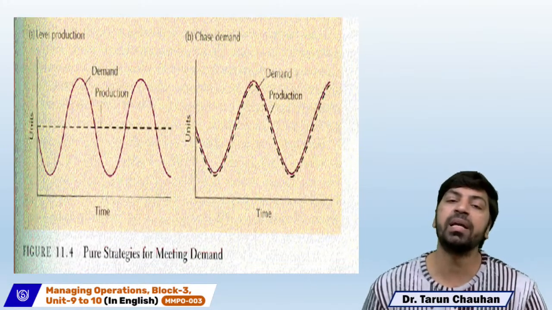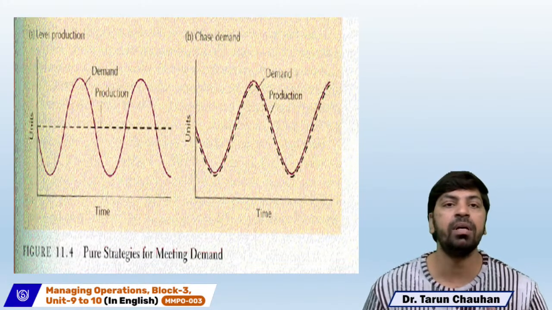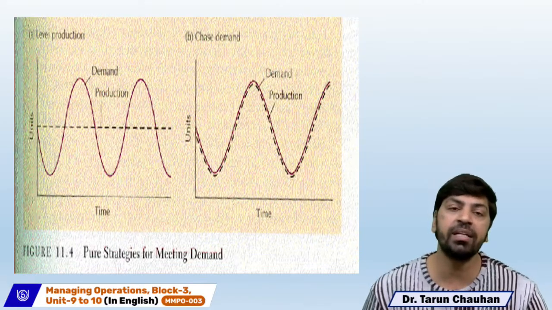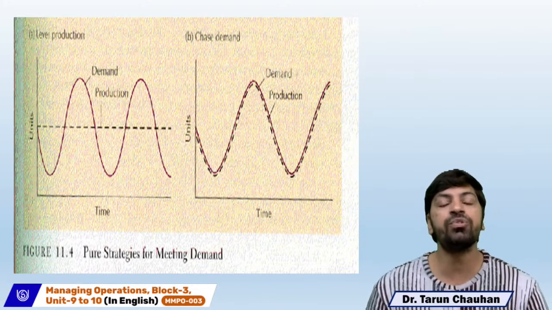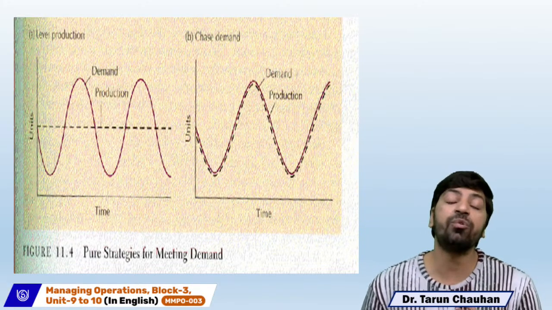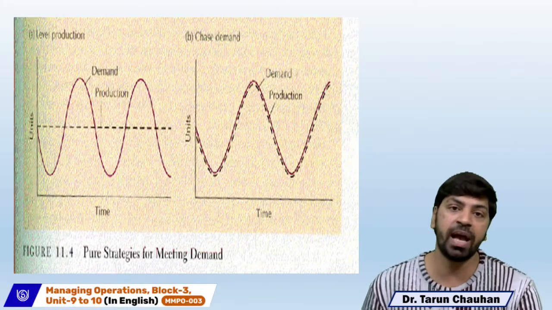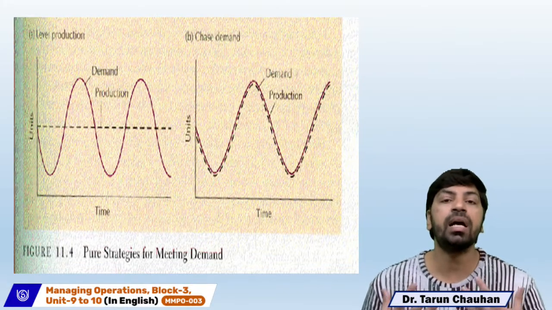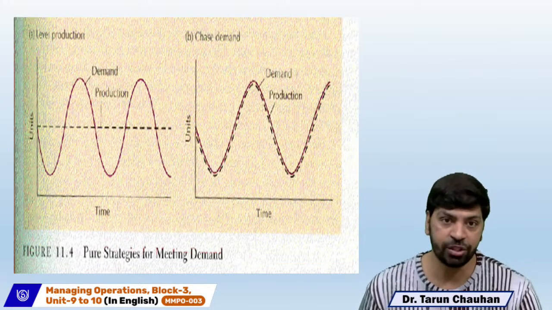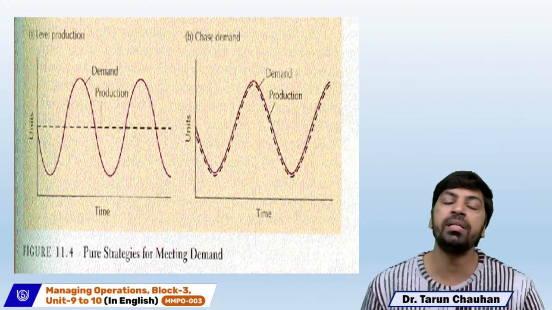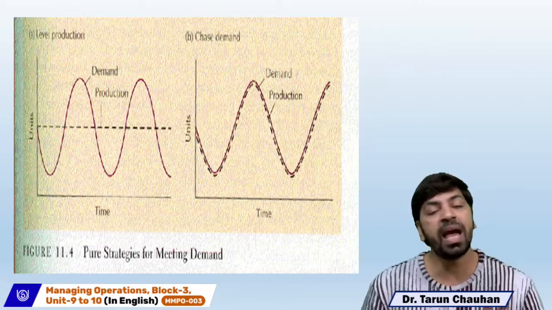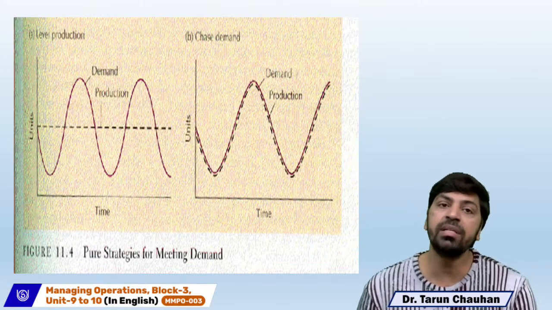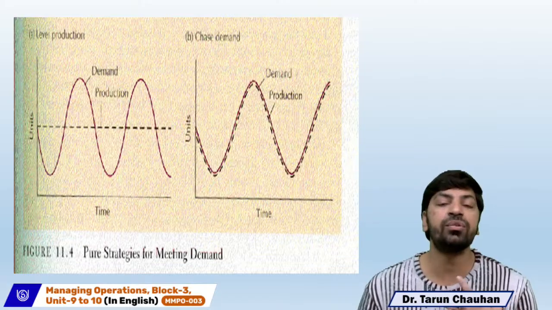If you look at the diagrammatic representation of the level strategy and the chase strategy, in the level strategy the organization aims to forecast the demand with the increase and decrease of the production in order to meet the customer demand and satisfaction. As you can see in the diagram, it increases at a decreasing rate, and as the production decreases, the demand also decreases, and so on. That's called the level strategy.